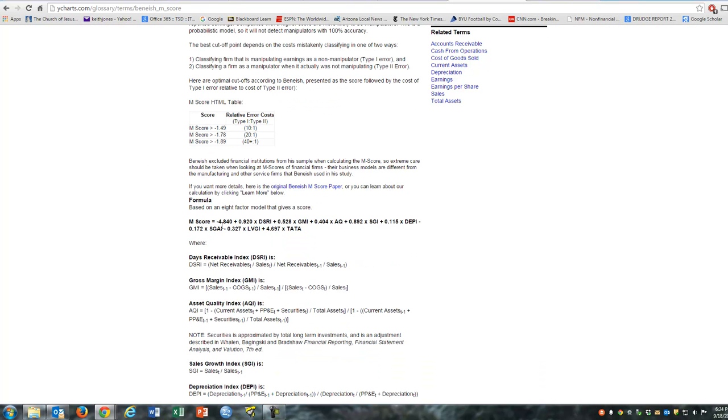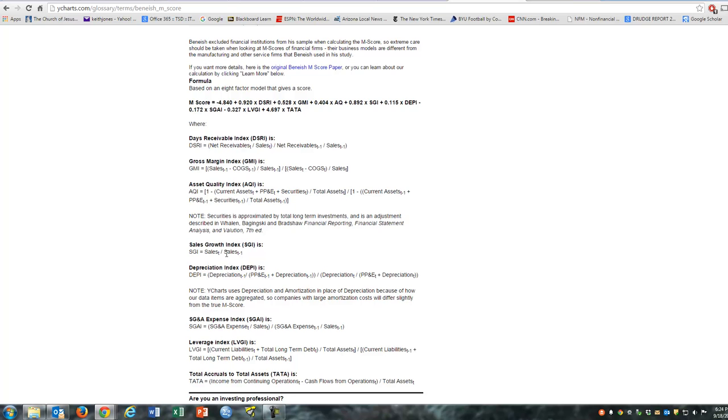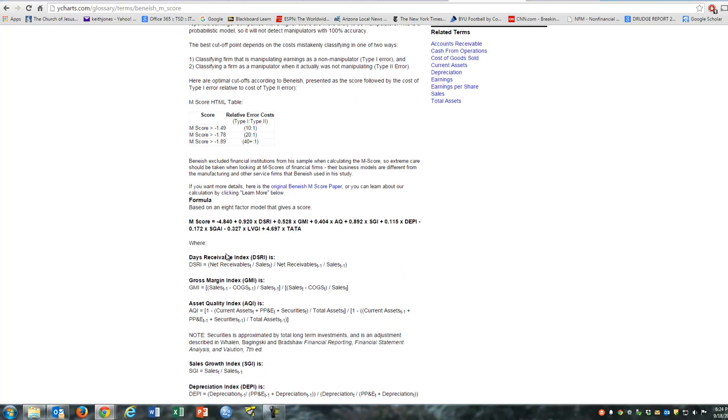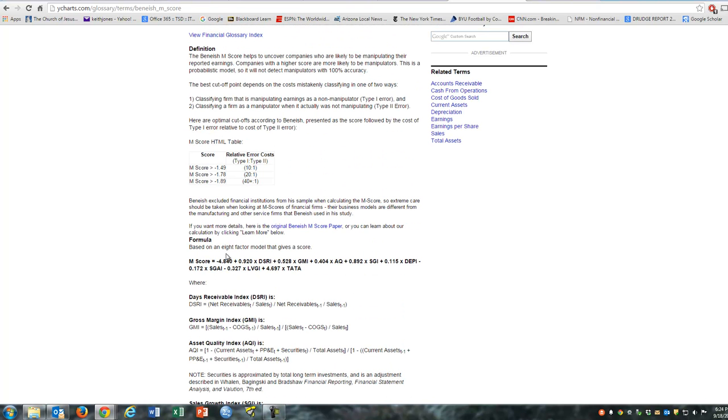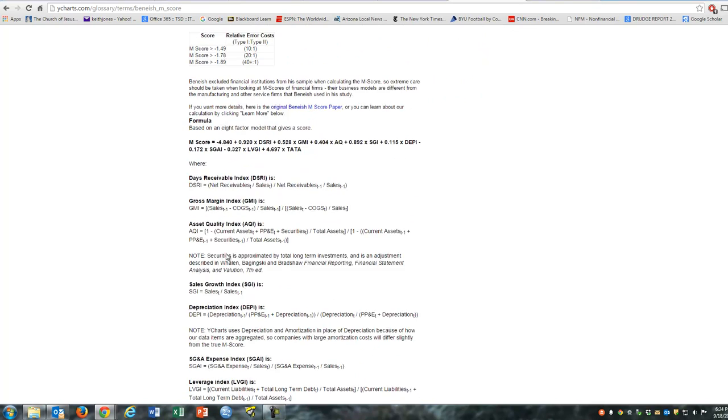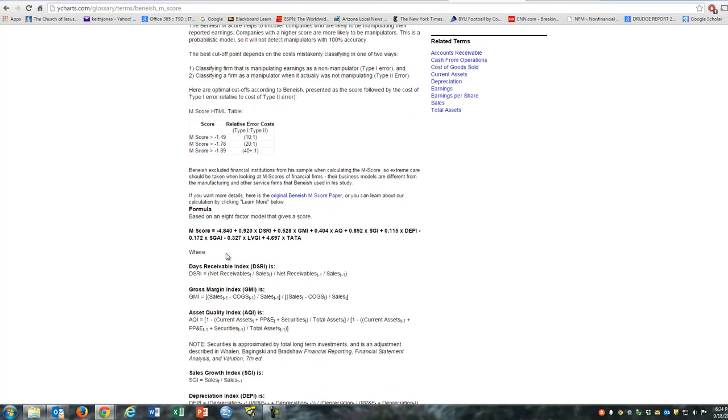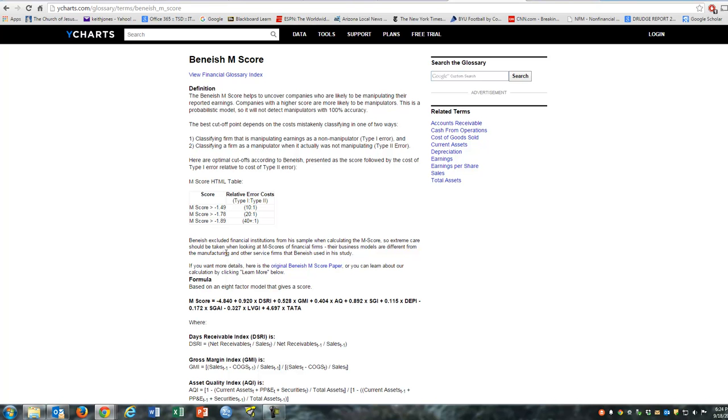Here it is. So you take these coefficients and multiply them by these ratios, and that'll come up with a score. And then the more negative the score, the more likely it is that they are committing fraud. So that's something else that you can consider on whether this company is committing fraud. And so the main thing is that you provide a conclusion and that your analysis supports that conclusion.